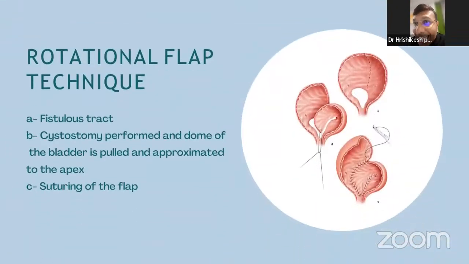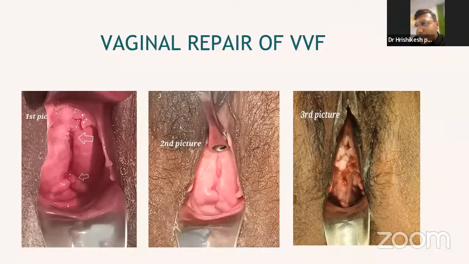So another technique is the rotational flap technique. We are going to use this in cases of post-radiation fistulas, where we can increase the vascularity of the fistula tract by pulling the dome into the fistula tract. For the vaginal repair, this is the first picture where you can see the inflammation immediately after the fistula. Second, after the subsidence of the inflammation, and third is the last picture, that is after the repair.